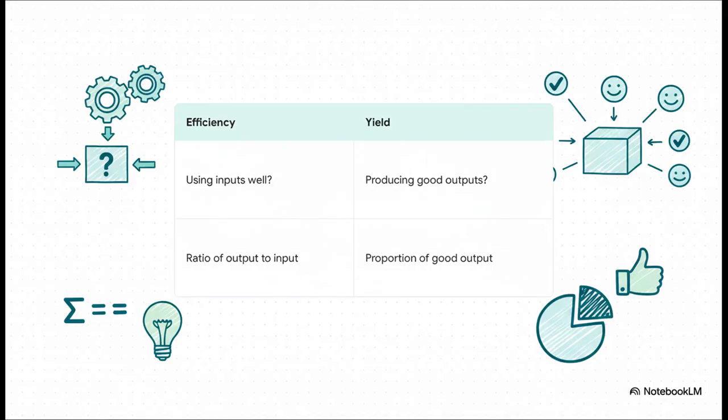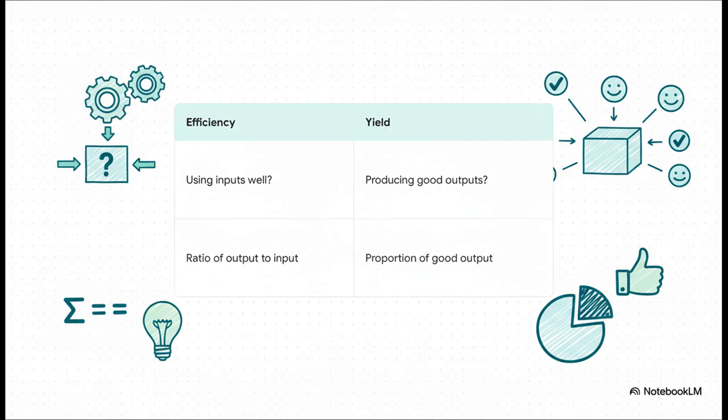Now let's look at two of the most critical gauges you can have on your dashboard: efficiency and yield. Efficiency basically asks, are we using our stuff well? Think of it like miles per gallon in a car. For our baker, it might be how many cakes they can decorate in an hour.